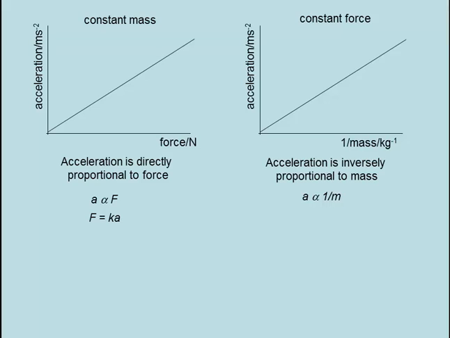We can write this as A alpha 1 over m, or the force is equal to a constant over the mass. We can combine these two to give the force is equal to the mass times the acceleration. When the force is in newtons, the mass in kilograms, and the acceleration in meters per second squared, the constant is just 1.